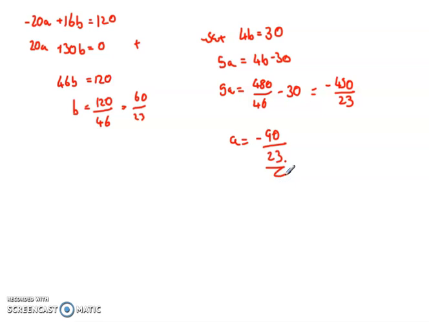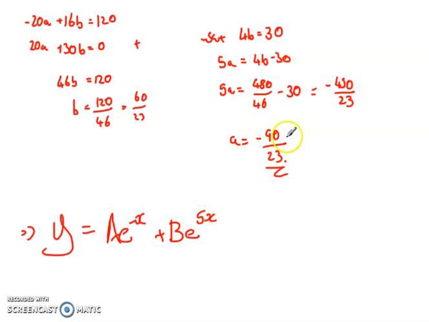So what that now means is I've got the coefficients of my particular integral. I now also have my complementary function, so I can combine the whole thing together and say fine, therefore y is equal to my complementary function, which is A e to the minus x plus B e to the 5x, plus then my particular integral with these values put in. So it's then minus 90 over 23 sin x plus 60 over 23 cos x.